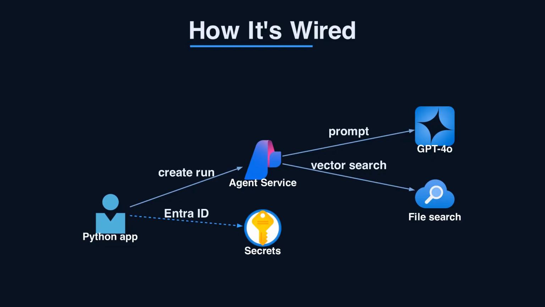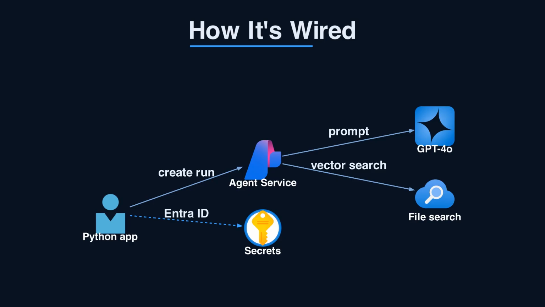Your Python application talks to a project endpoint using the Azure AI Projects client. The agent service hosts the agent definition and orchestrates calls to a model deployment, typically GPT-4o, running in Azure OpenAI. Two tools are attached server-side. The file search tool is backed by a vector store the service manages for you. The custom function tool routes back to your own code.